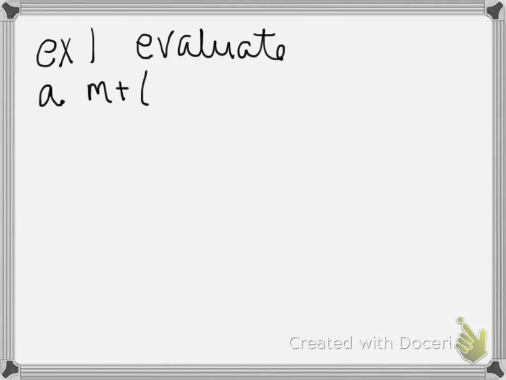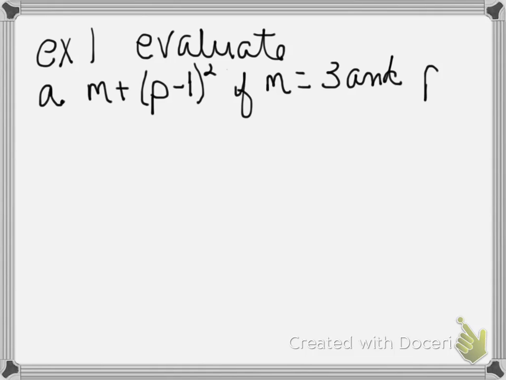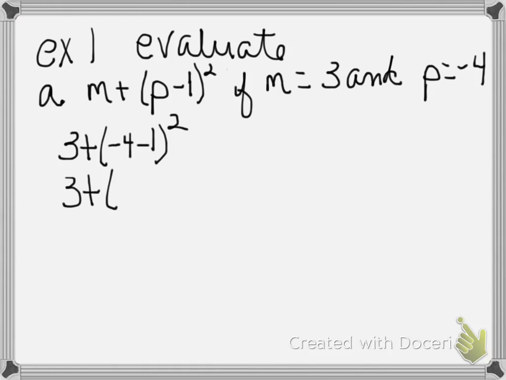Example 1, we want to evaluate m plus parentheses p minus 1 quantity squared if m is 3 and p is negative 4. First, we're going to plug in 3 for m, and where we see p, we're going to plug in negative 4. Make sure you keep your parentheses. Order of operations says we do inside the parentheses first. So inside the parentheses, negative 4 and a negative 1 is a negative 5.